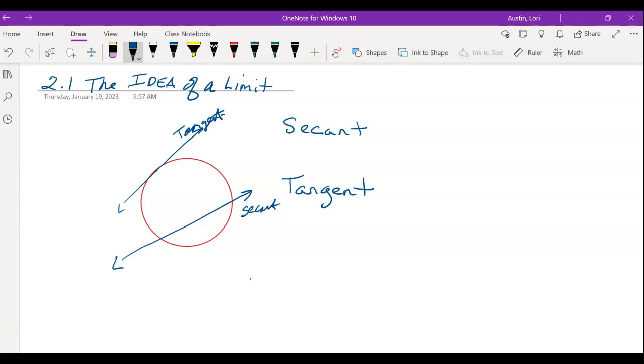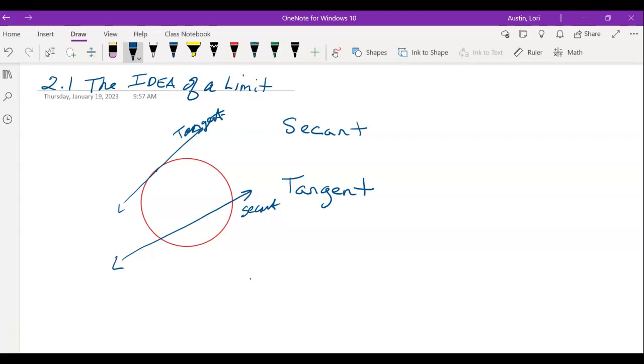As we go through this section and understanding the idea of a limit, I'm going to use those words. So before I use those words, I need you to remember what they are. It's really important. The tangent line touches the circle just at a single point. Your secant line goes through 2 points of a circle. And a secant line that cuts a circle perfectly in half is your diameter. So now you remember your secant, your tangent, and when I use them through the lesson, you know what I'm talking about.